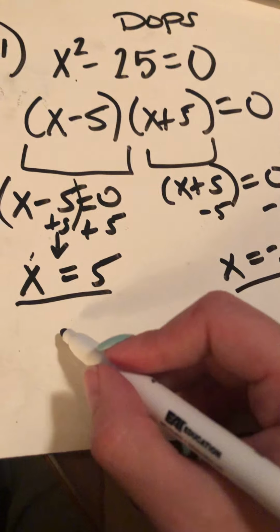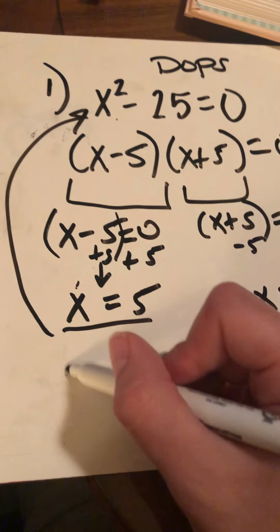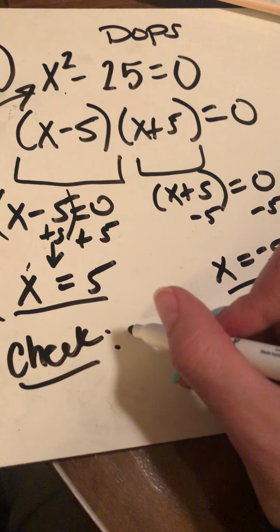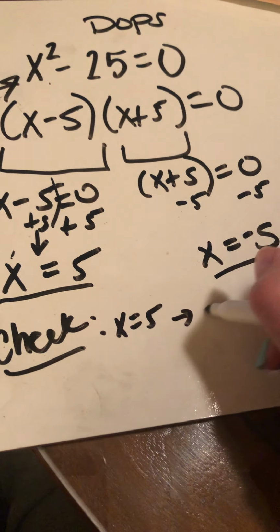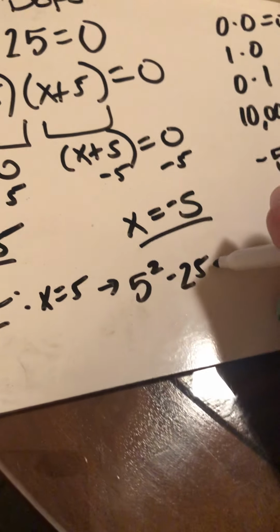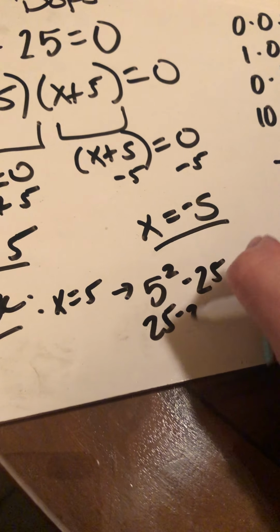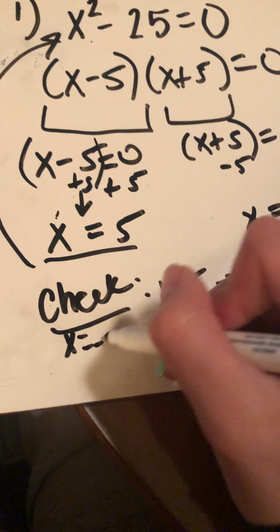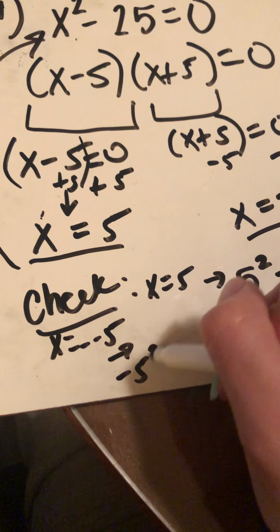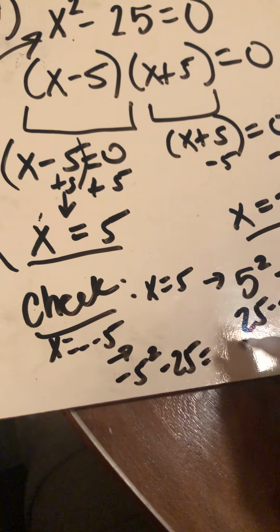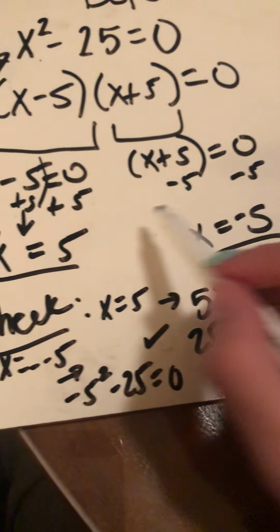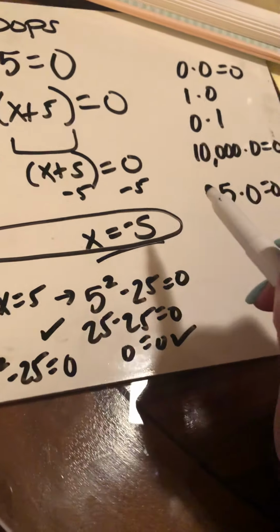And if we check it, we go back to our original. And I kind of want to see this from you guys. If I use x equals 5 and I check, so 5 squared minus 25 equals 0, right, this does work. Or if I use the negative 5, this also would work. So either one is a solution. So you should be having two solutions every time you do this. Okay?